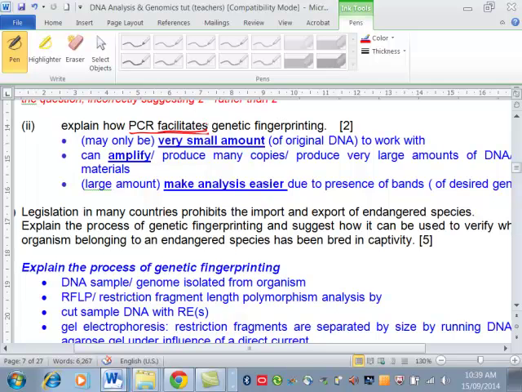Write down how PCR makes genetic fingerprinting easier by making the bands easier to be visualized. How does PCR help to make the bands easily visualized? I'm asking you to write. This is tutorial B part 2, DNA analysis and genomics, 1B part 2.